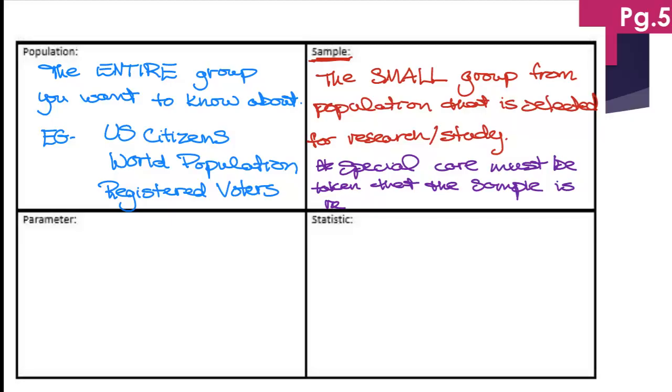That is, yes, that is an S. I was like, kind of looks like a D. Selected. Special care must be taken that the sample is representative.